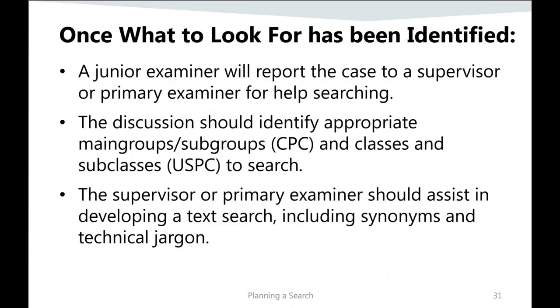Note that this presentation covers only the initial planning of a search. For junior examiners, the next step should be to report the case to a supervisor or primary examiner, explaining their understanding of the application and how they propose to search it. The supervisor or primary examiner will then help the junior examiner refine the search strategy. Next, we will discuss classification searching, followed by text searching.